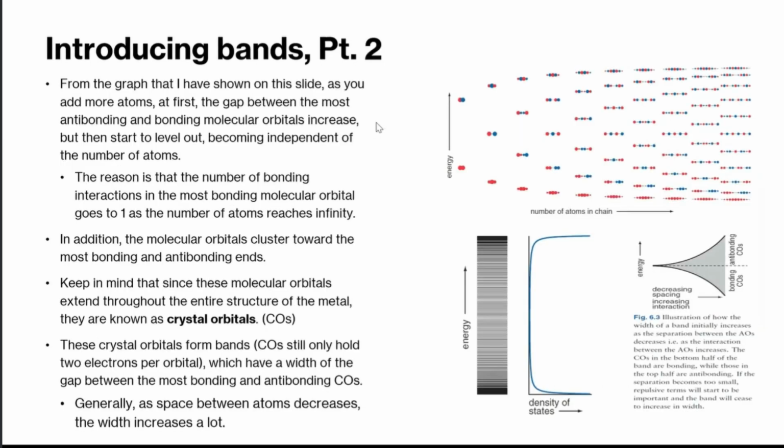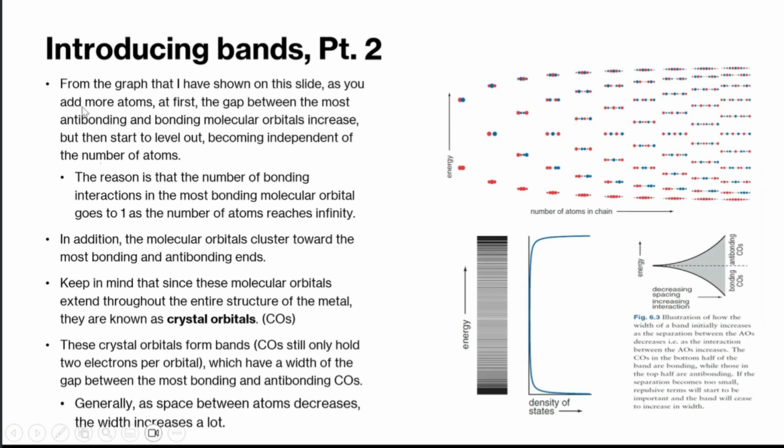So now we're going to introduce bands. The reason I included 3 images here is because this part is very visual if you want to learn. The top image shows the molecular orbitals that are formed if you have a chain of lithium atoms and we extend the number of atoms in that chain. We can see that these molecular orbitals seem to cluster at the top and the bottom, which is also shown in the second image.